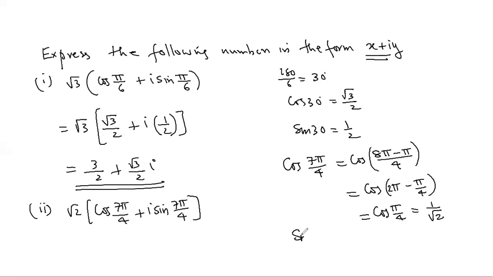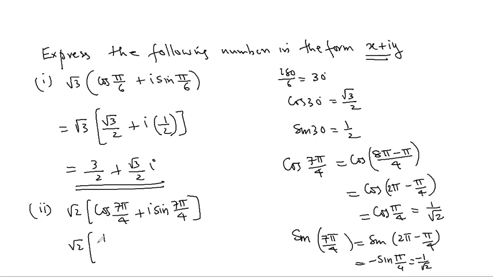In the same way, sine 7 pi by 4 you'll have to calculate. You can use the same method. Sine of 2 pi minus pi by 4. Now 2 pi gets cancelled. Sine of minus theta is minus sine theta. So minus 1 by root 2. So your answer is root 2 into 1 by root 2 plus i into minus 1 by root 2. So your answer became 1 minus i. Clear?